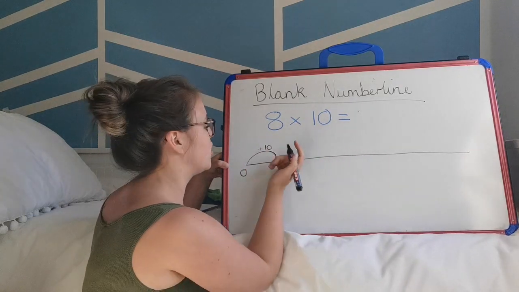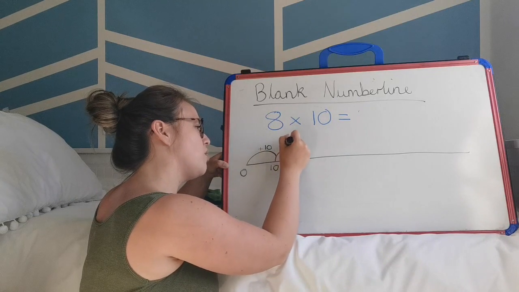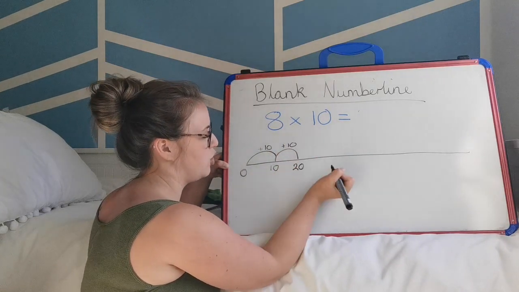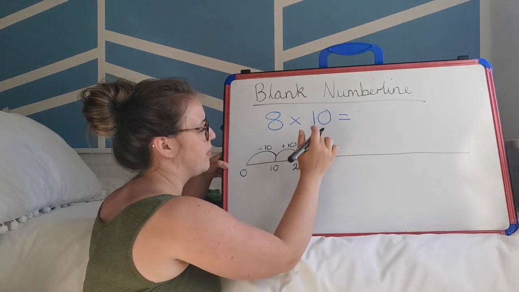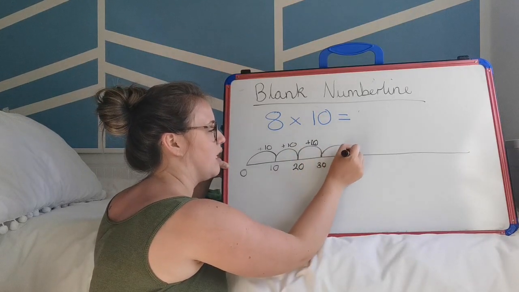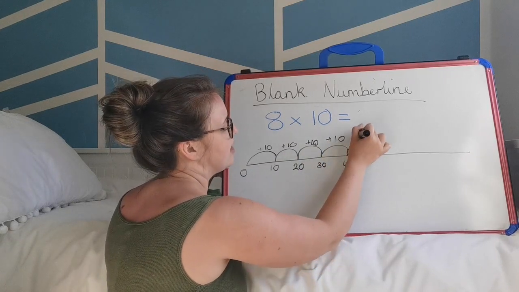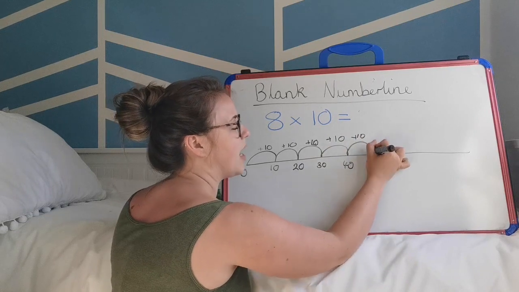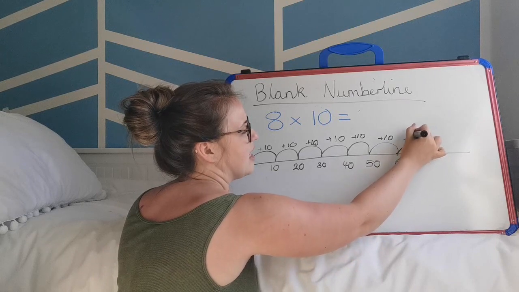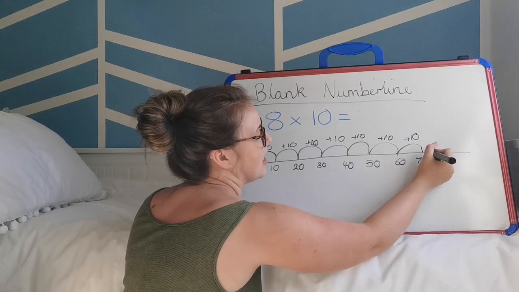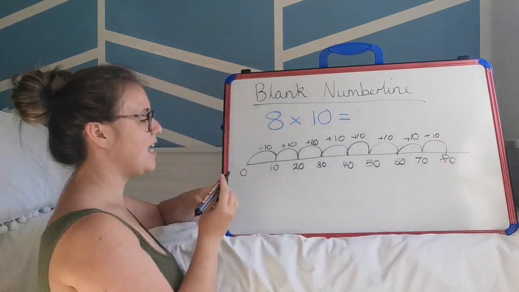So it's almost like your repeated addition. So 1 lot of 10 is 10. If I've then got 2 lots of 10, that is 20. 3 lots of 10 is 30. Add another 10 is 40. Add another 10, that's 50. Add another 10, that's 60. Add another 10, that's 70. And then if I do one more 10, that is 80.